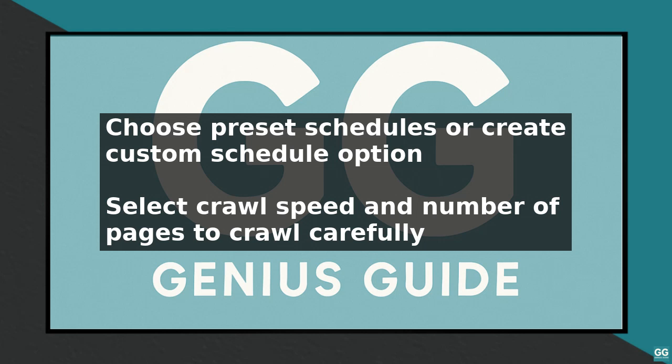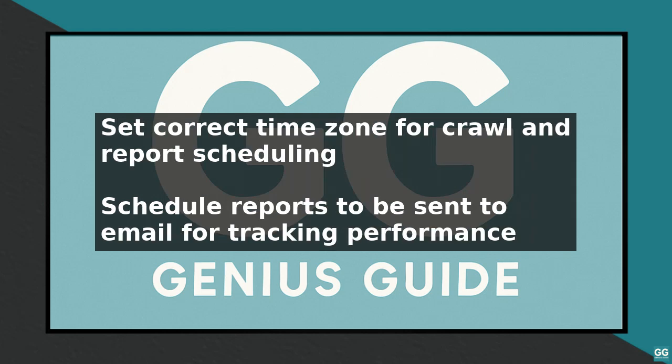In addition to scheduling audits and crawls, you can also schedule reports to be sent to your email. This can be useful for keeping track of your website's performance over time and for sharing data with your team or clients. To schedule a report, go to the Reports tab and select the report you want to schedule. Then click on the Schedule button and choose the frequency and time you want the report to be sent.